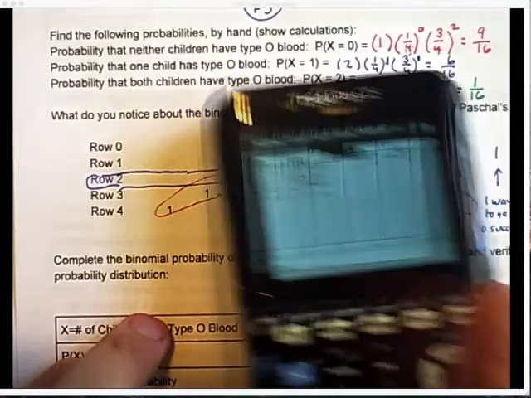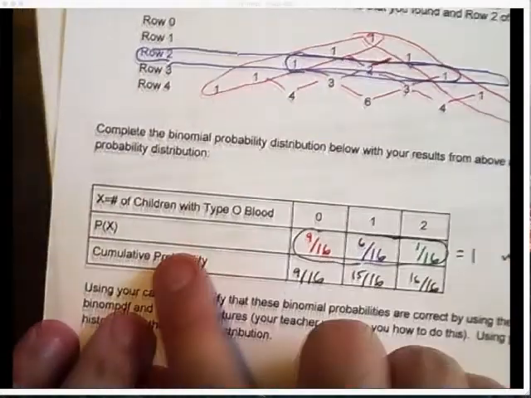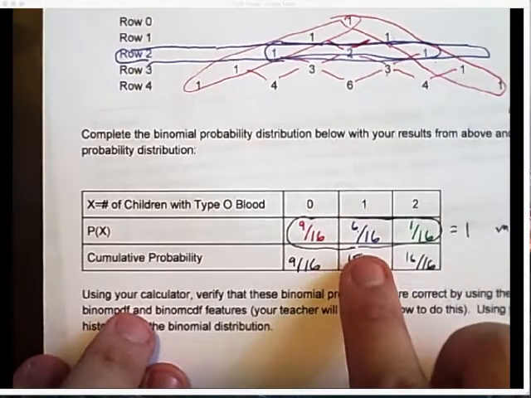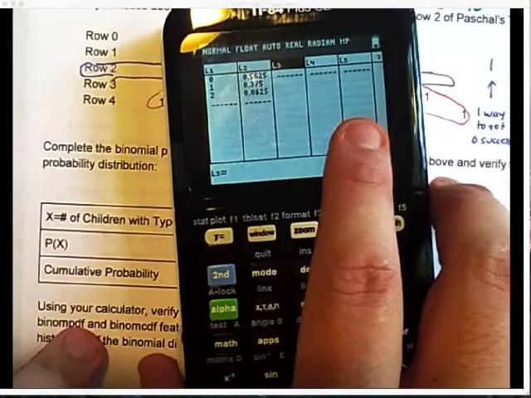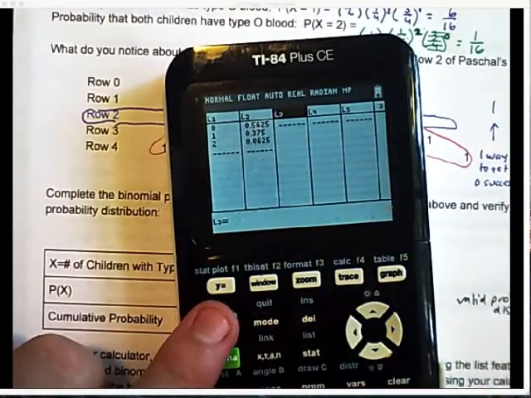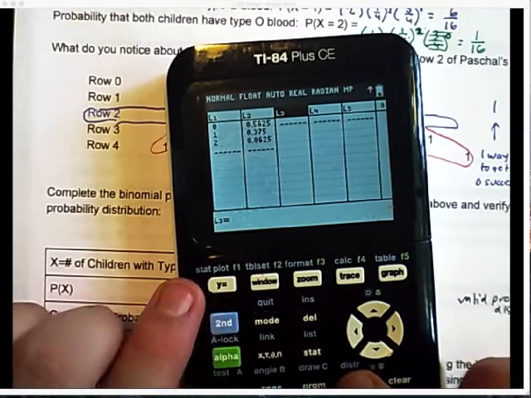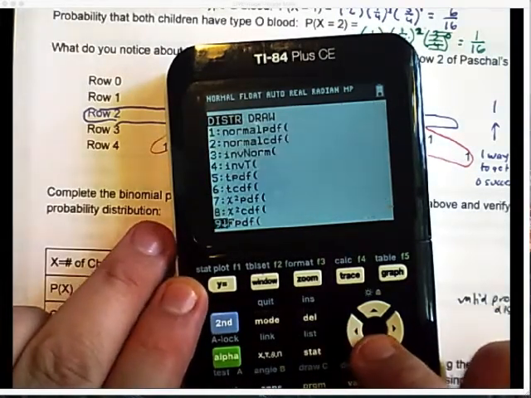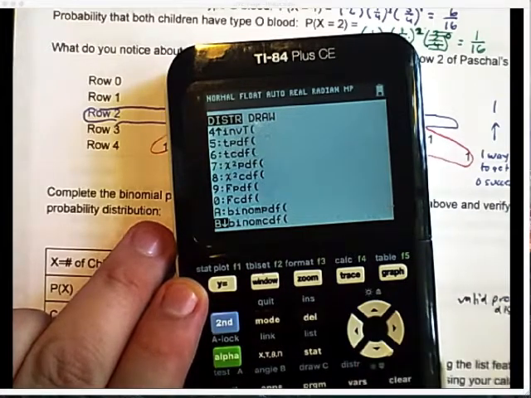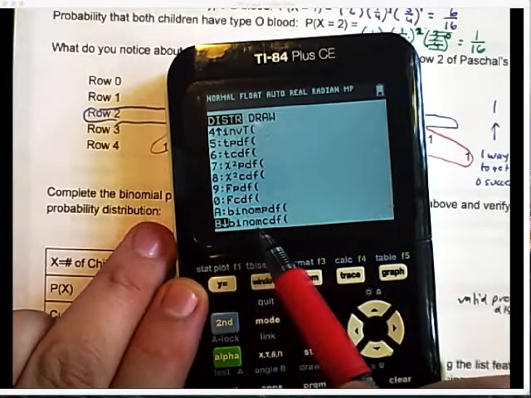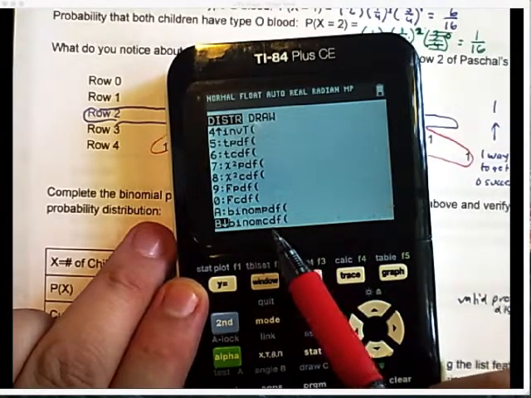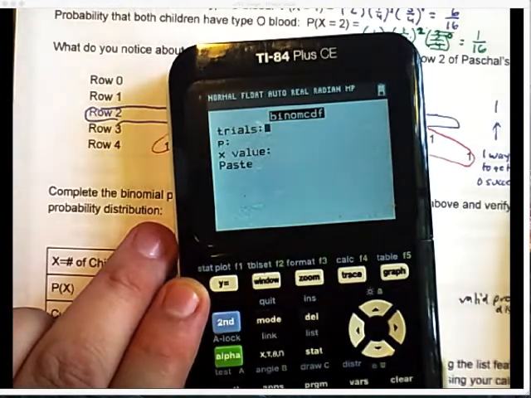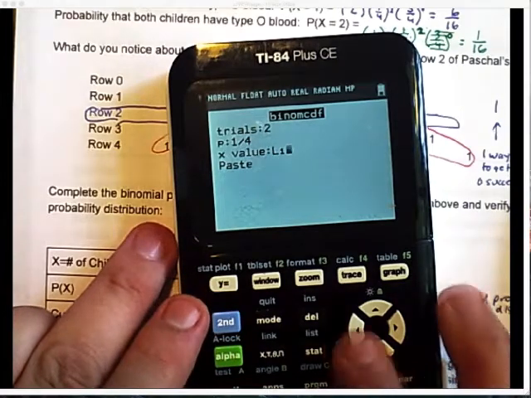Now, in this chart, we talked about cumulative probabilities. What's the chance that one or less children have type O blood? Well, there's a button for that too. Instead of using the Binompdf, if I go back under my distributions menu, there's something called Binom Cdf, which stands for binomial cumulative density function. Again, we have 2 trials. The p is 1/4, and I'm still going to pull my x value from list 1.